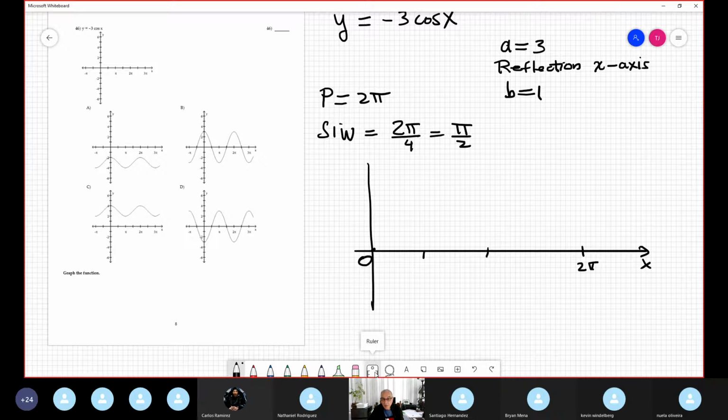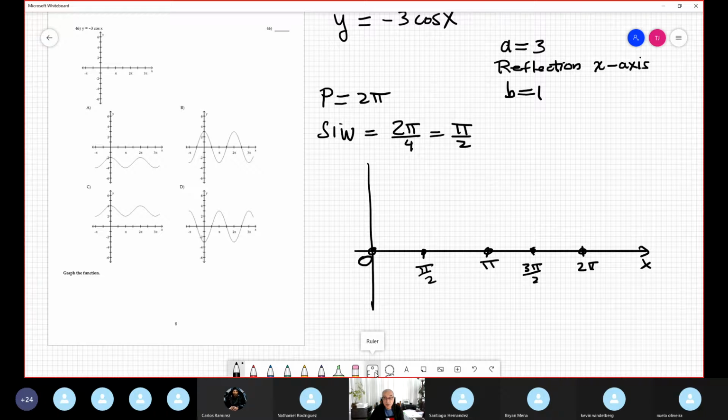Half, half. Each step is pi over 2. Pi, 3 pi over 2, and 2 pi. So this width is pi over 2 plus pi over 2 plus pi over 2 plus pi over 2. That gives the 5 points: 1, 2, 3, 4, and 5. It's the only information that you need.